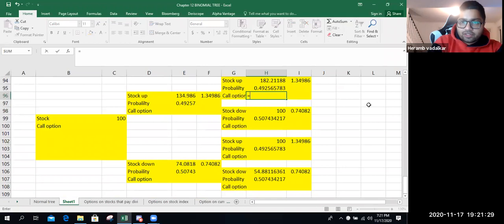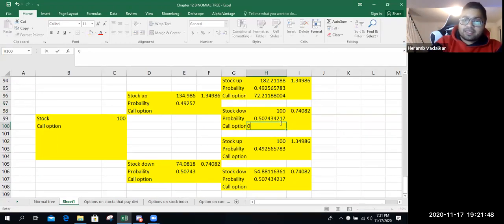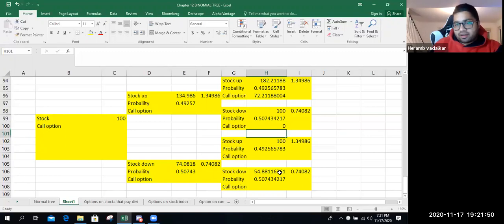Yes. So profit will be stock price minus 110, $72 profit. Here, will it be profitable? No, because stock price is 100. Your exercise price was 110. So if it is below 110, you will not make money. So call option price 0 here. Will it be profitable here?